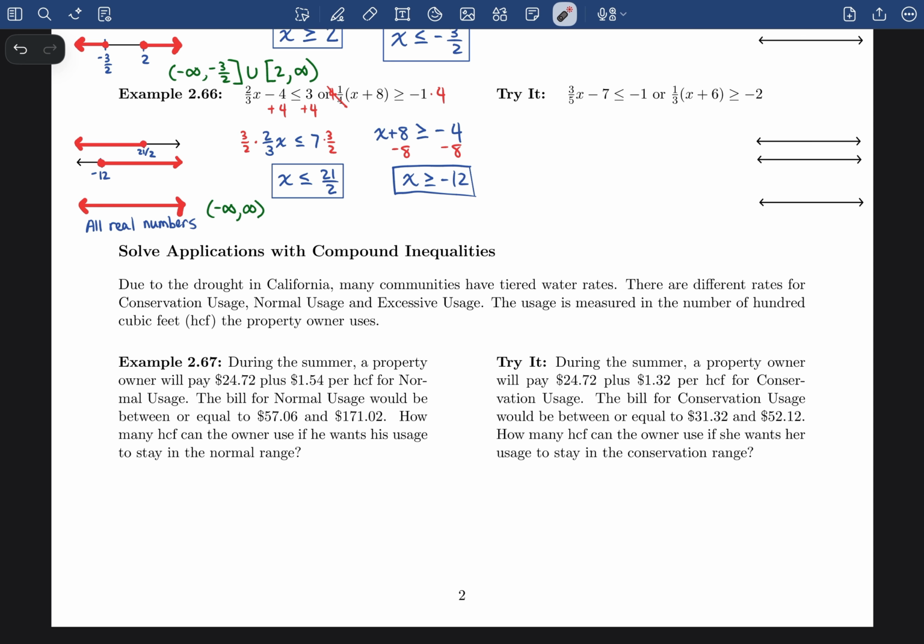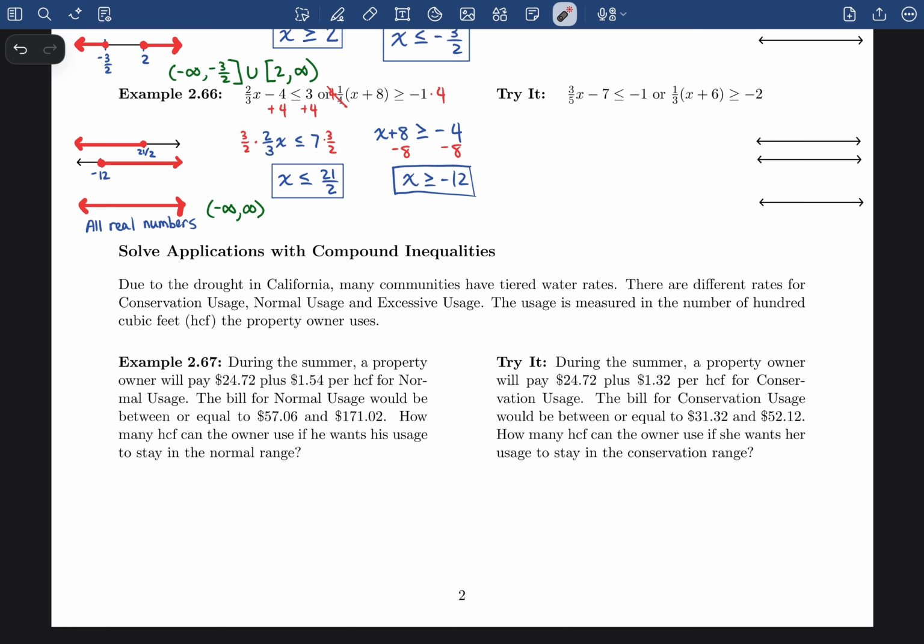Yeah, so California has interesting laws where sometimes the price is priced as conservation usage. Sometimes the price is different, it's normal usage. Sometimes excessive usage. So they'll change the price on their residents. Pretty cool, or not cool, however you want to think of it. Anyway, looking at example 2.67, let's go ahead and jump in there.